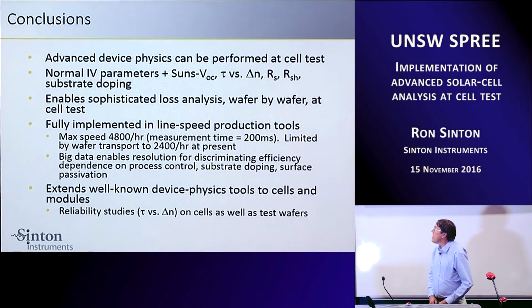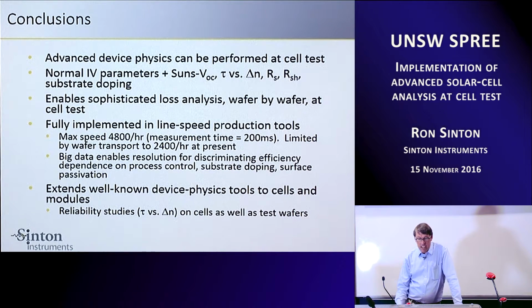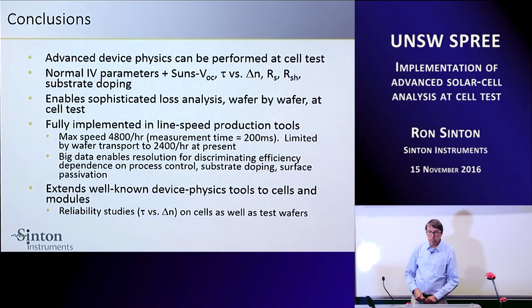So in conclusion, I made the case, hopefully, that you can do advanced device physics at cell test. You get the normal IV parameters and the Suns-Voc, lifetime versus delta N, series resistance, shunt, and substrate doping. It enables a sophisticated loss analysis wafer by wafer at cell test. It's been fully implemented in line speed production tools, so you can get all of this data at a rate of 120,000 wafers per day per tool.